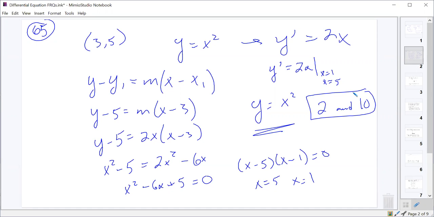Wait, what'd you do with the 5 and the 1? Oh, you plugged it into the derivative? Right, we solved this and said these are our x values. Well, the slope is 2x, so we just multiply each by 2. Yep. Any other questions on that one?